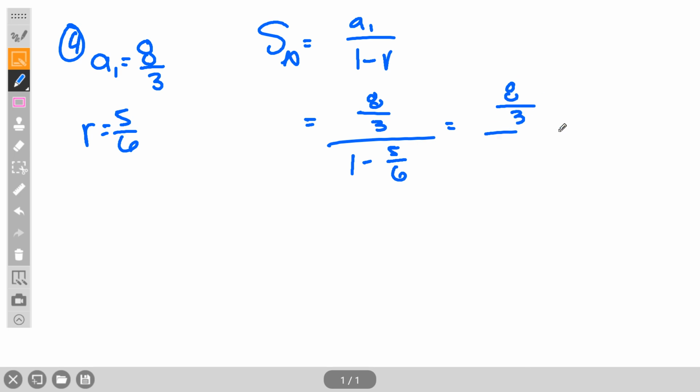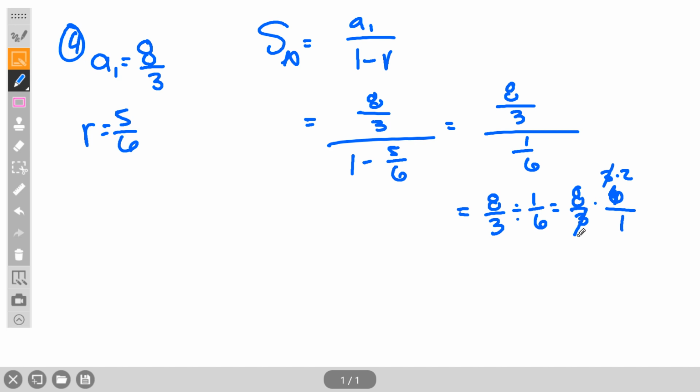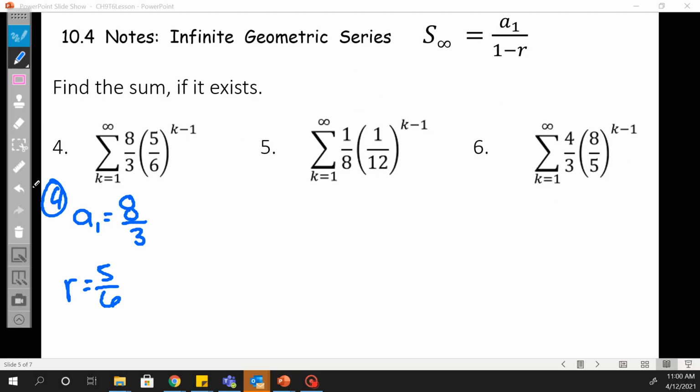Okay, so that's 8 over 3 over, so that's 6 over 6 minus 5 over 6, which is 1 over 6. 8 over 3 divided by 1 over 6, which is the same thing as 8 over 3 times 6 over 1. Now remember, 6 is 3 times 2, so those factors of 3 can cancel. So it's 8 times 2 over 1, so that's 16. So my sum for number 4 is 16. You still could have just multiplied those, 8 times 6, and then divided by 3, and you would have gotten 16. So number 4 is 16.